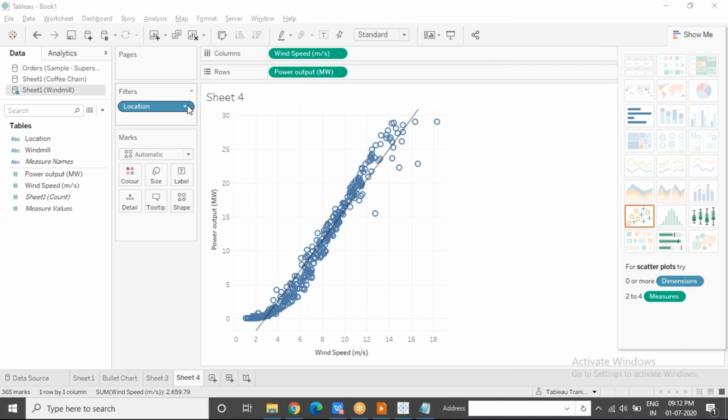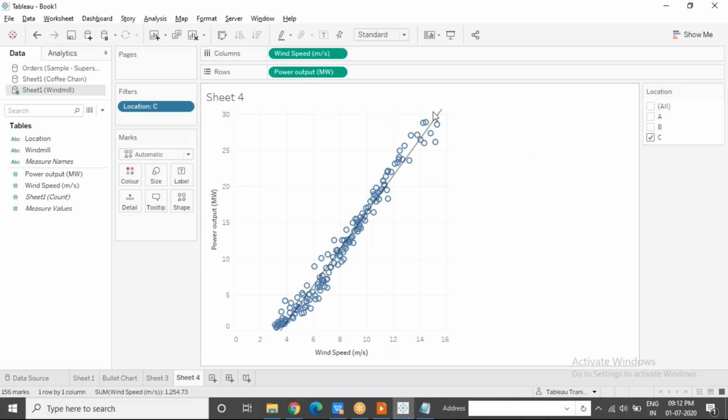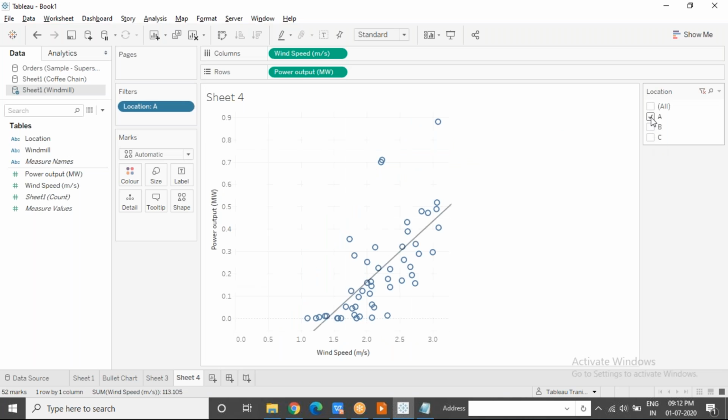One by one you can put the filter, like for example, I will show the filter. And so for location C, this is the data. Data looks good. R squared value is better than what it was earlier for the combination, and we can see the equation. Now let's see what will be the situation for location B. This is also good enough data.